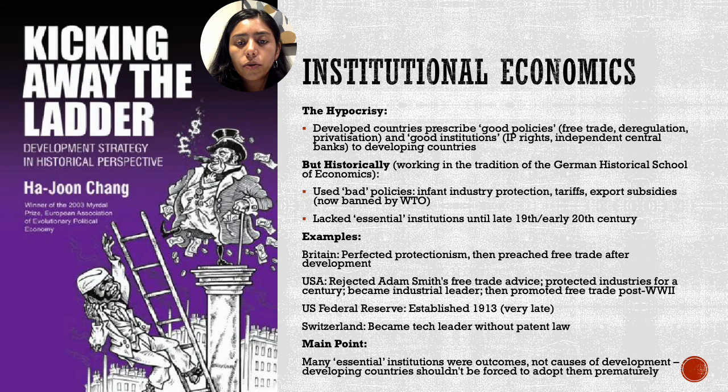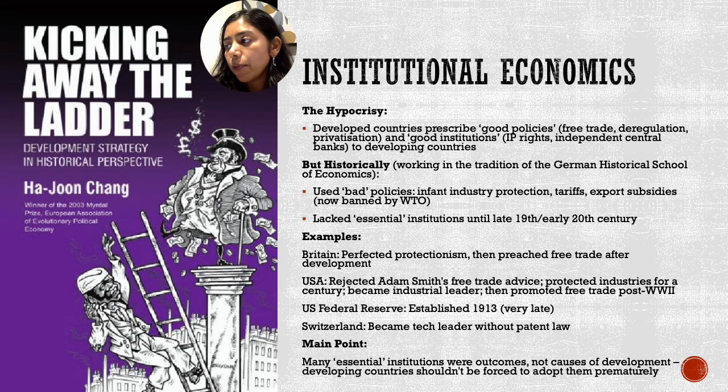So, in addition to interventions like dependency and world system theory, which are more from a neo Marxist lens, there have also been interventions from institutional economists like Ha Joon Chang, whose piece you read in the week on institutional economics. But the book I want to focus on here, with respect to decolonial political economy, is his book Kicking Away the Ladder, in which he points out the hypocrisy of developed countries who prescribe, quote, good policies of free trade, deregulation, privatization, and good institutions such as intellectual property rights and independent central banks to developing countries, especially through international financial institutions like the World Trade Organization and the International Monetary Fund.